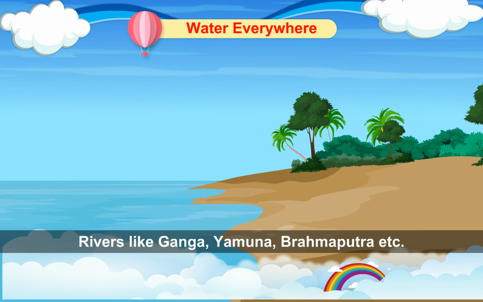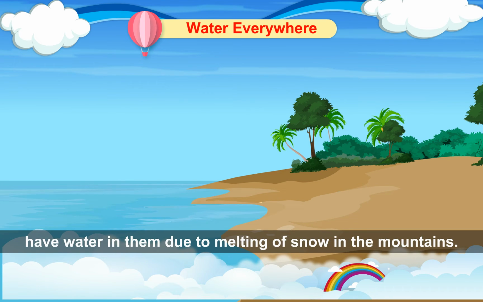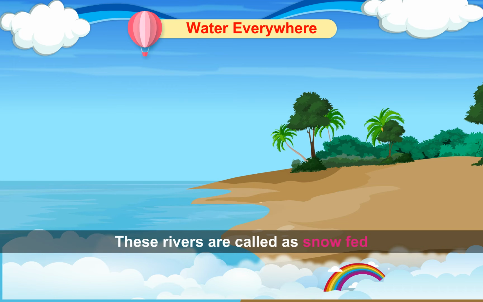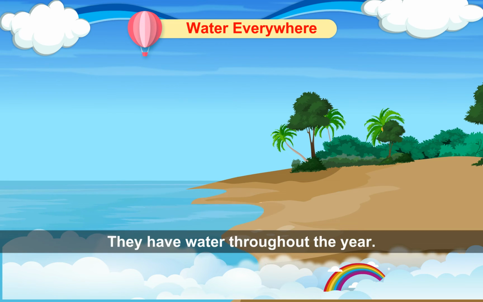Rivers. Rivers like Ganga, Yamuna, Brahmaputra, etc. have water in them due to melting of snow in the mountains. These rivers are called snow-fed or perennial rivers. They have water throughout the year.